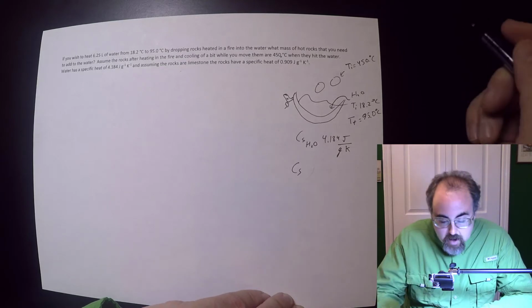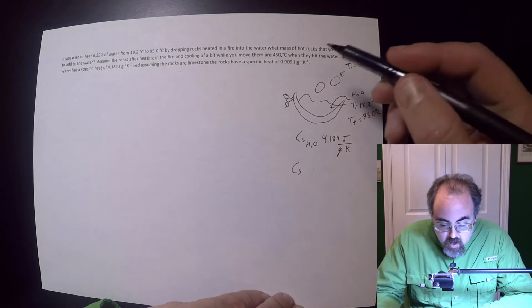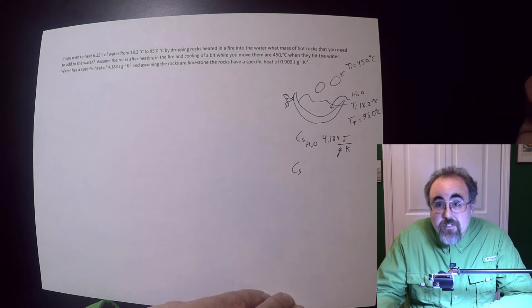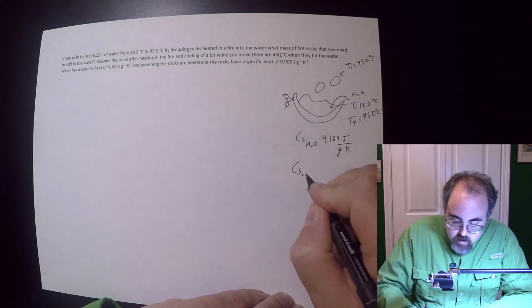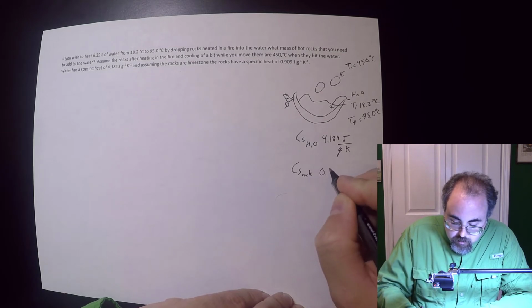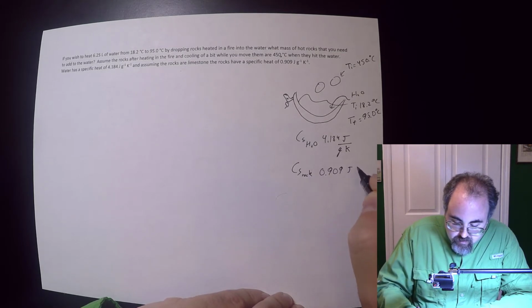Specific heat. I need to know the specific heat of the rocks. Okay, so we're assuming they're limestone, because obviously different rocks, different specific heat. That's going to be 0.909, and it's the same units.